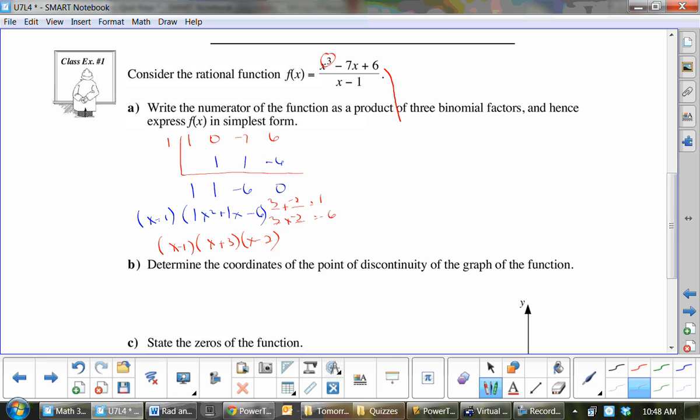So now my actual function is x minus 1 times x plus 3 times x minus 2 all over x minus 1. Oh, what a surprise. I was not expecting that. Now, if you have an x minus 1 on the top and an x minus 1 on the bottom, what do they do? They cancel. So f of x equals x plus 3 times x minus 2.